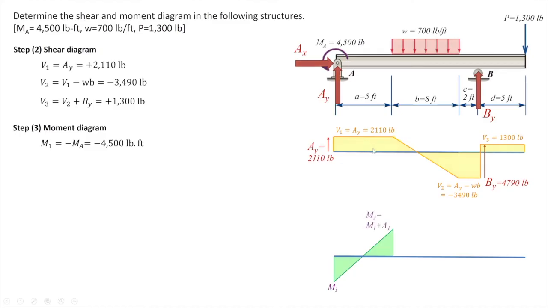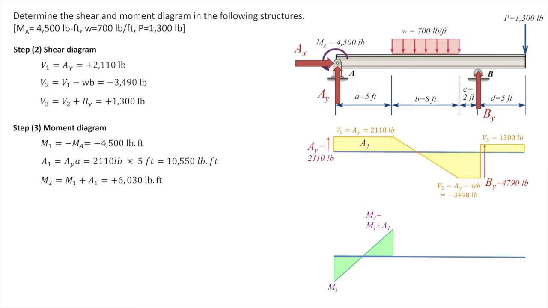The magnitude of the bending moment right before the distributed load is equal to the initial value of the moment at the left, negative 4,500 pound-feet, plus the area under the shear diagram, which is a rectangle and is shown by A1. The area of this rectangle is 2110 pounds multiplied by the length of 5 feet. Adding that to the initial moment results in 6,050 pound-feet right before getting to the distributed load.